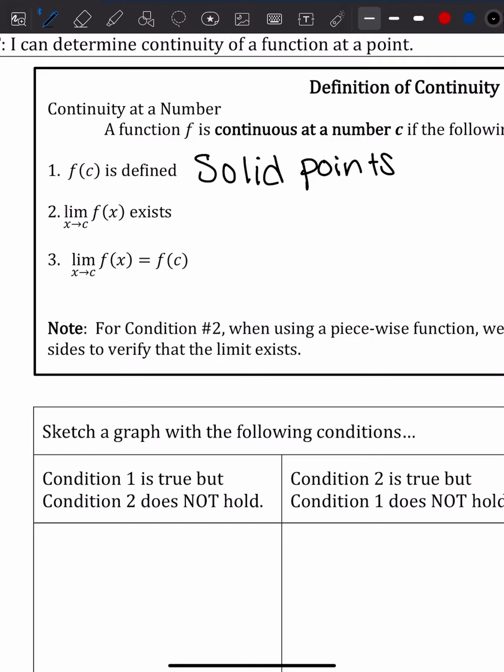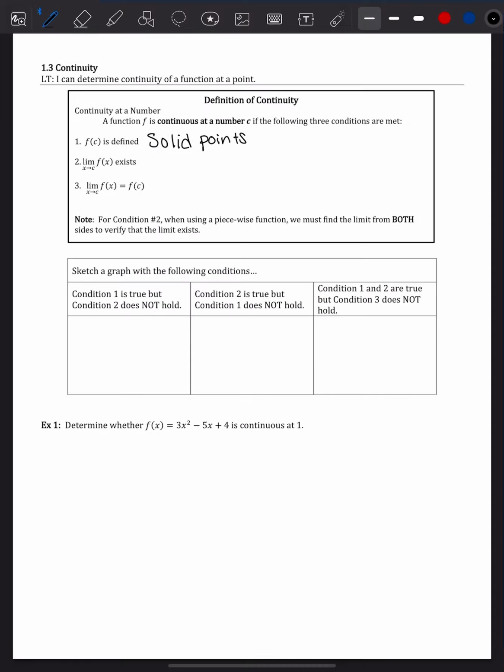The limit as x approaches c of f of x exists, that our line is going towards a singular point. If we have a piecewise function, and we will look at that in a little bit, we need to look at both the left and the right limit and make sure that they are equal in order to do that. The last thing that we need overall is that our solid point and our line are going towards the same spot, so our limit as x approaches c of f of x is equal to f of c. So if we can find the first two, that last one is just making sure they're equal to each other.